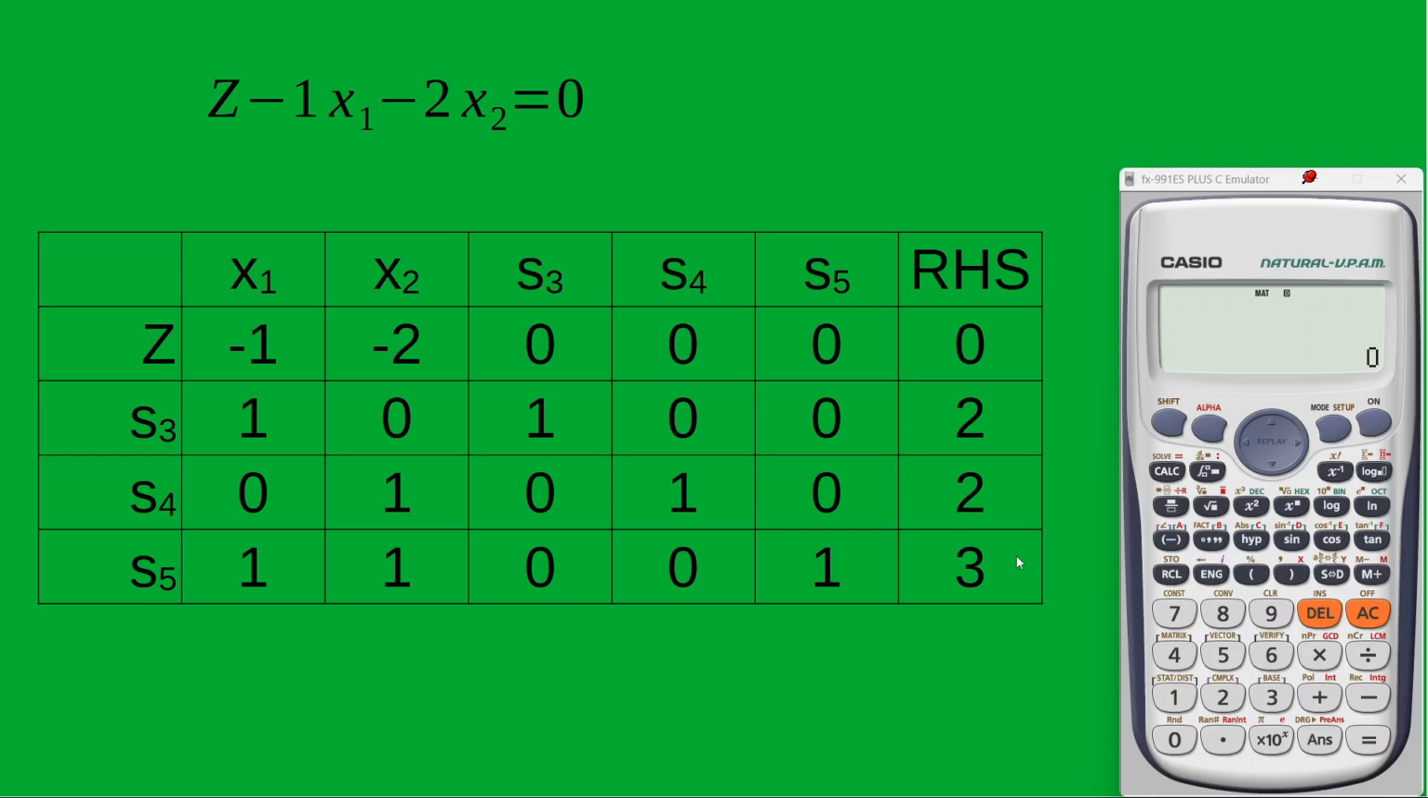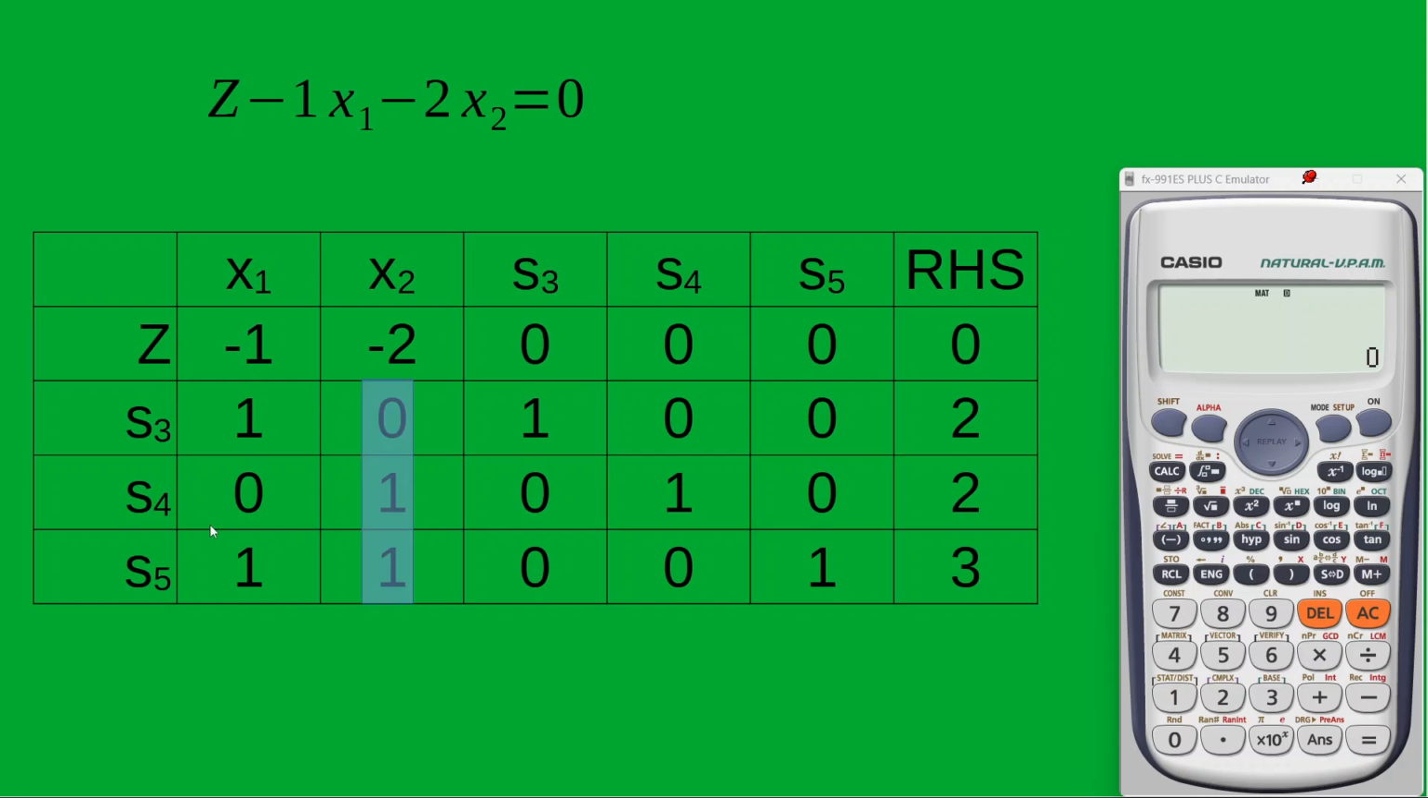Again, the basic variables are S3, S4 and S5. Now the entering basic variable in this problem is found by looking for the maximum negative entry in the first row. The maximum negative entry is minus 2. So x2 is known as the entering basic variable. This entering basic variable will replace one of these three variables. So let's start with the first iteration. X2 is the entering basic variable.